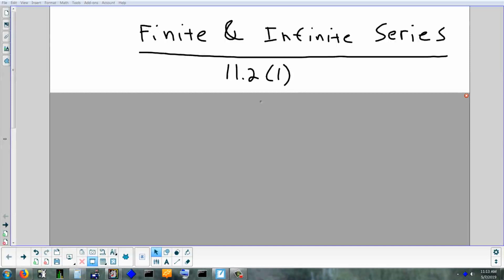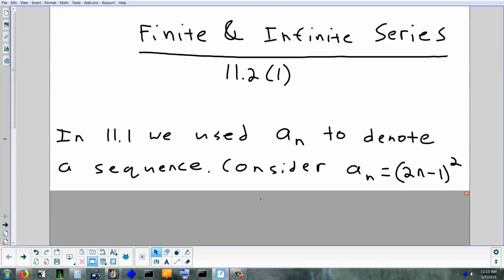There's a way to add them up without knowing what they are. So we've got to look for patterns. Okay, more patterns today. In the last section, we used this notation to denote a sequence: a sub n equals, and then we have a rule for it. This one happens to be a quadratic pattern, so probably one that would be a little harder to do by hand.